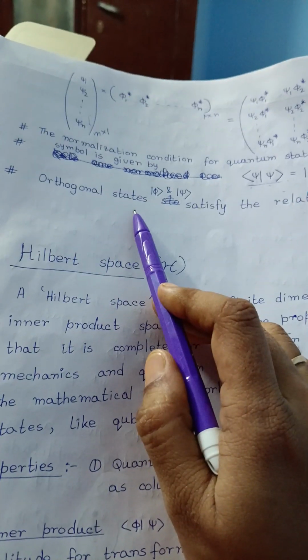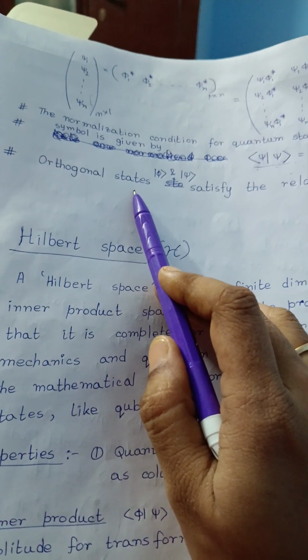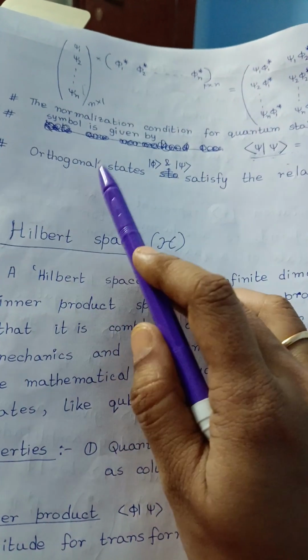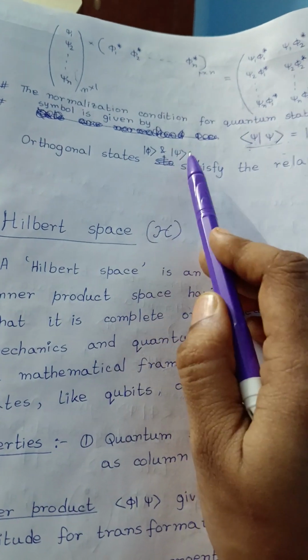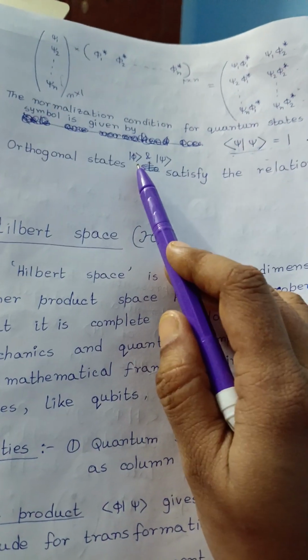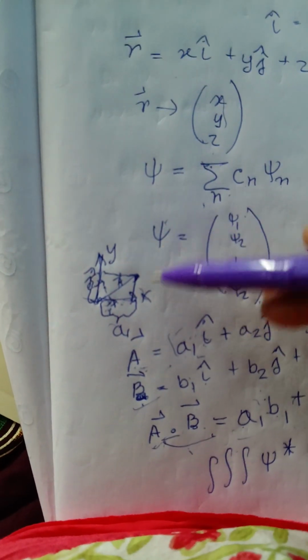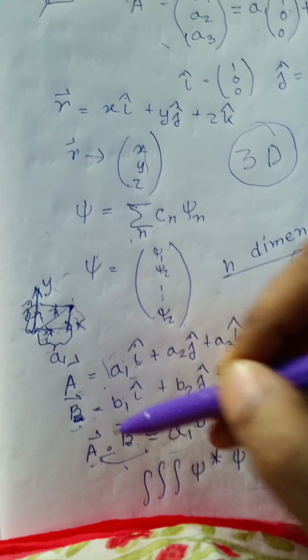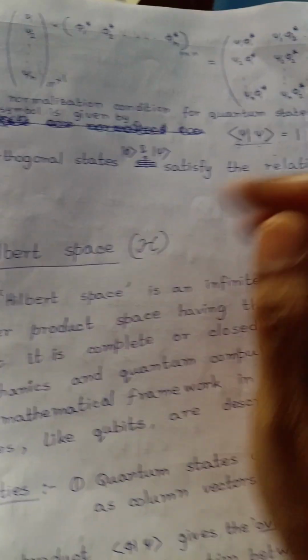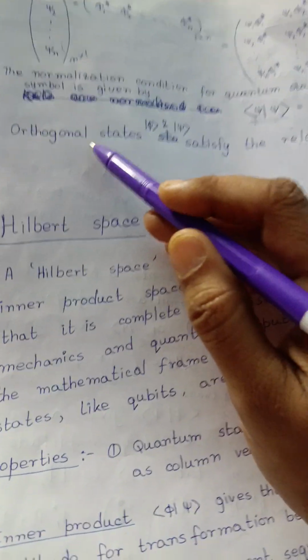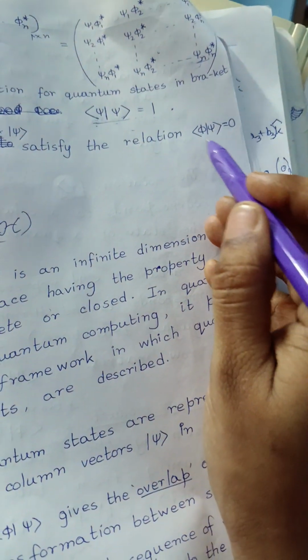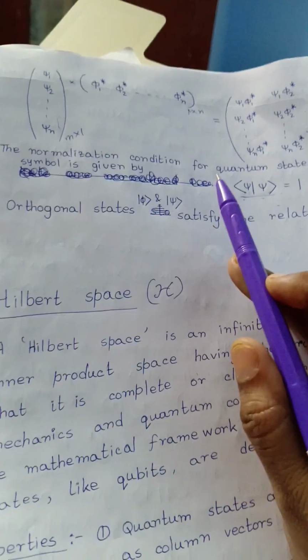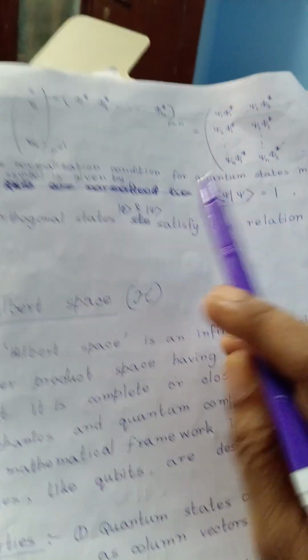And orthogonality means linear independence of two states phi and psi. I already told you, if two vectors, say i cap and j cap, are linearly independent, then their dot product is 0. Similarly, if two states are orthogonal or linearly independent, then their inner product will be equal to 0. So these are the properties obeyed by Bra and Ket vectors.